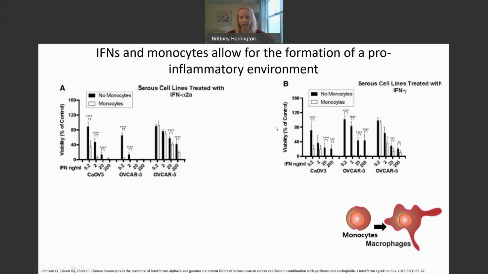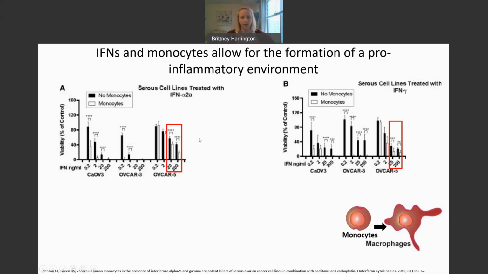So looking at interferon gamma on its own, again, the same experiment in the presence or absence of monocytes, interferon gamma at the same concentrations as alpha. Again, CaOV3, OVCAR3, these are sensitive cell lines to monocytes. Even at these low levels of interferon gamma, you get significant cell death. But OVCAR5, again, it's only at these higher concentrations of 20 and 200 nanograms for these individual interferons to stimulate the monocytes.